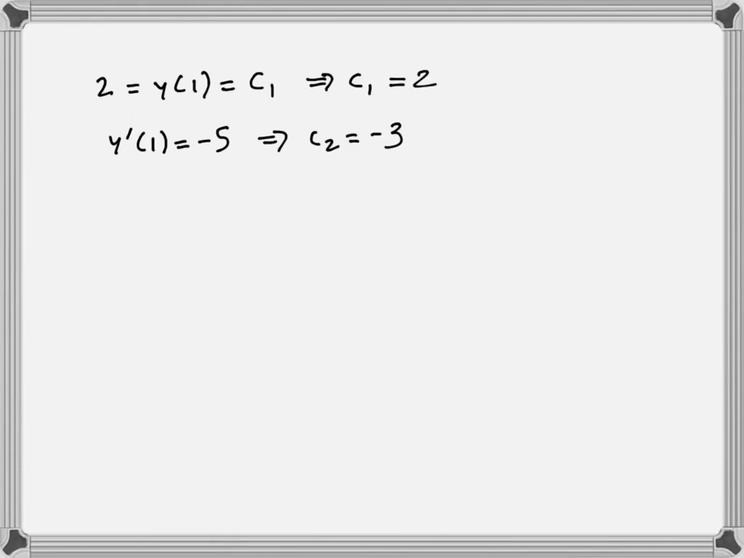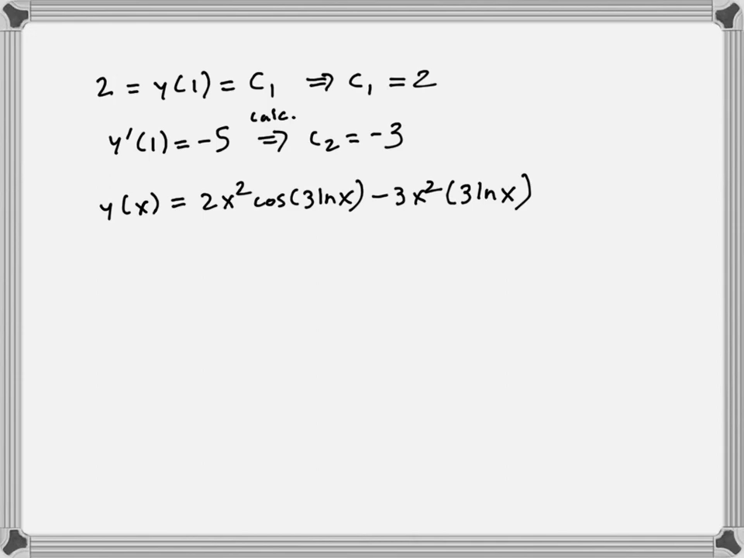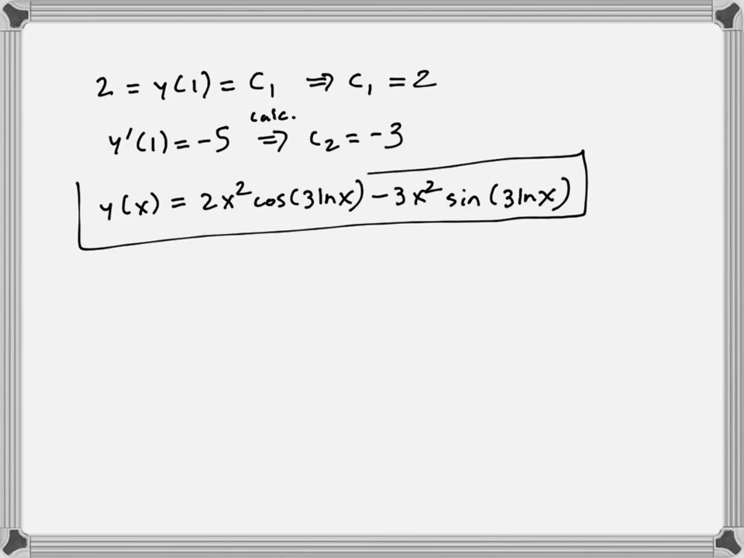So after some calculus here, because you need to take a derivative, just to speed things along, let me write out the solution for you now. It's not the general solution, it's a particular solution, because it's an initial value problem. 2x squared cosine of 3 ln x minus 3x squared sine of 3 ln x. Okay, so this is our solution to the initial value problem.